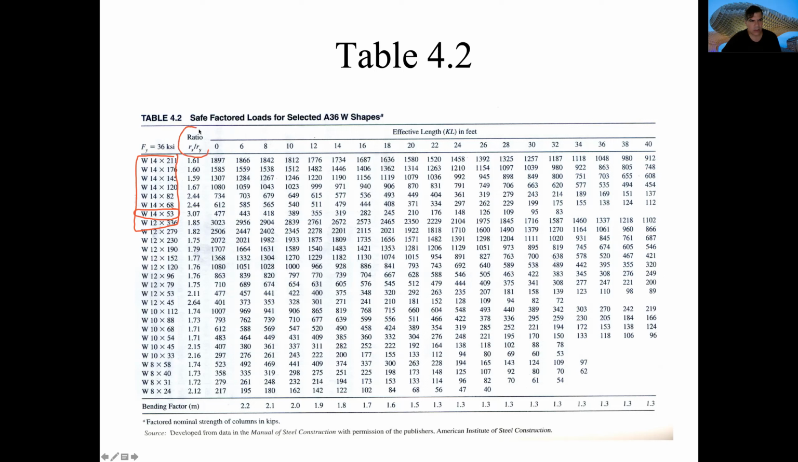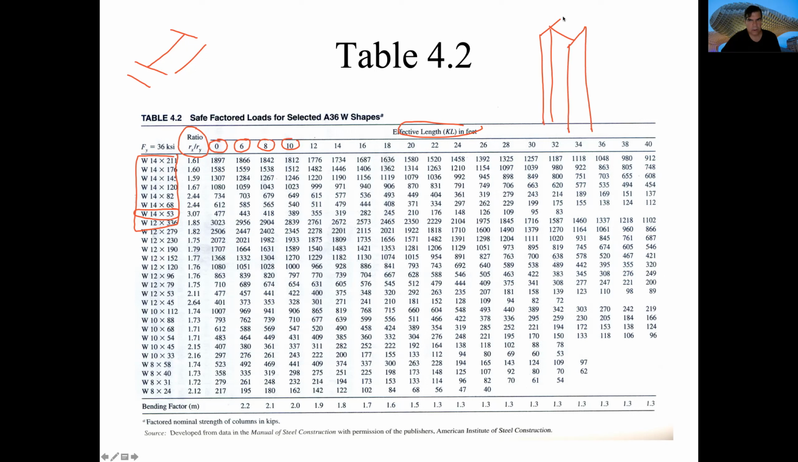After that we have the ratio, which is the relationship between both axes of the column, and it's a number. And after that we have the length of the material, from 0 to 6. This is a column of 6. This is a column of 8. This is a column of 14.